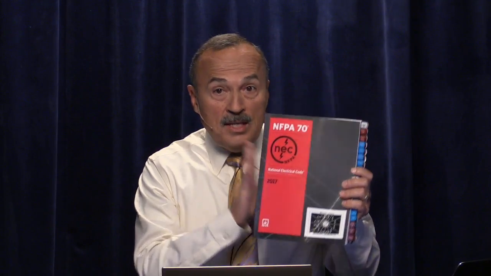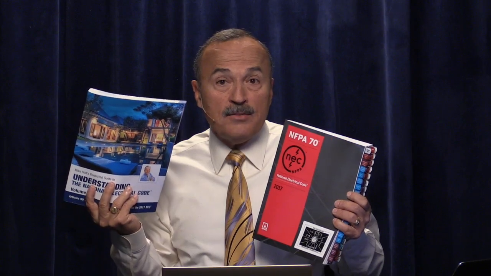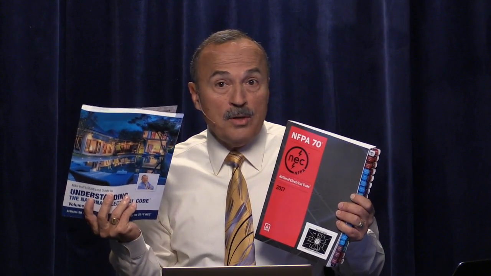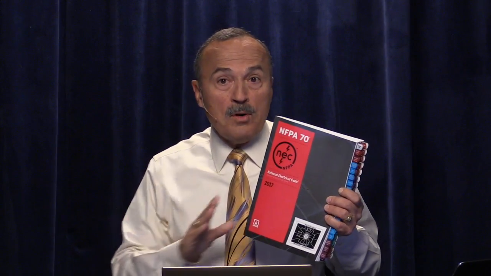Before we get too far into this, you have to realize this is what you have to have. Our textbook, Understanding the NEC, is great. It covers much of the content within chapters 1 through 4 of the NEC. But what's more important is you have a copy of the National Electrical Code, and you want to make sure you get these great tabs. They're color-coded to match our textbooks, and that makes it easier to find things.